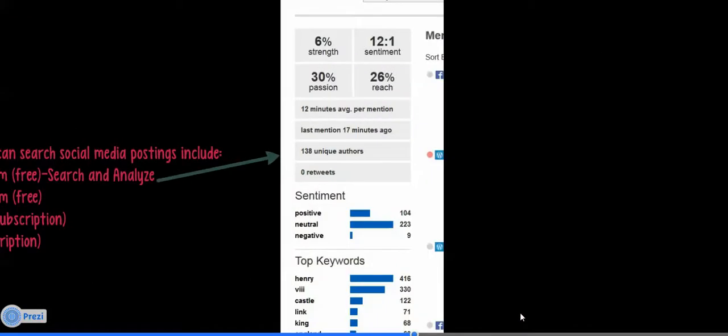Now, when I get to analyzing, Social Mention is a great tool because it takes the tweets or the posts and turns them into a percentage or ratio of people that are actually talking or discussing that topic at that time.